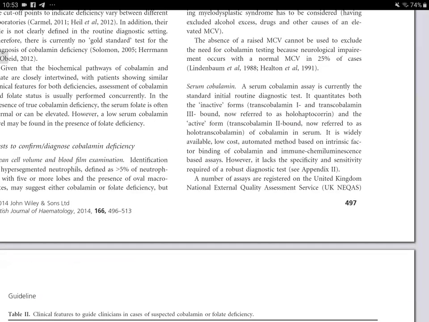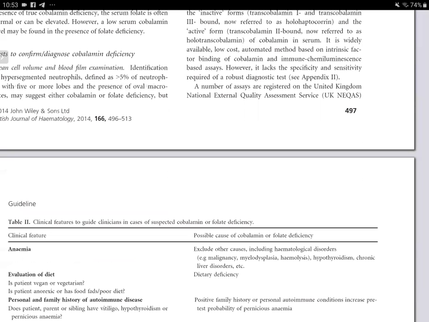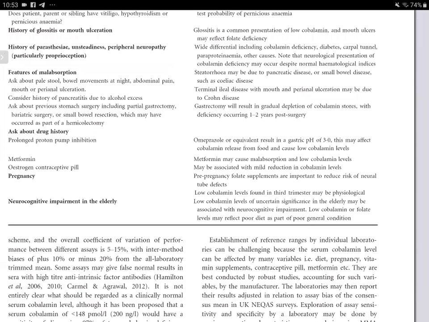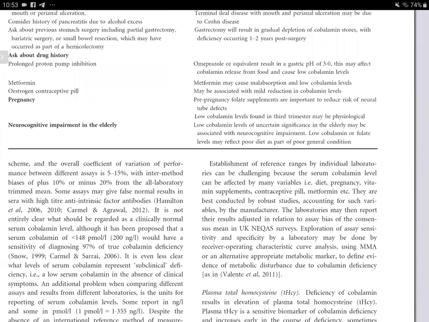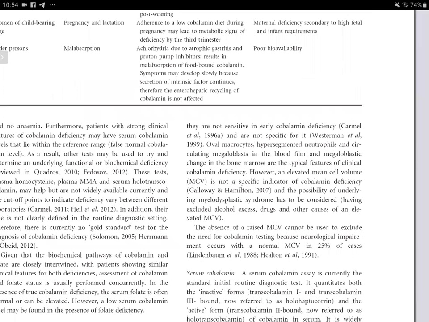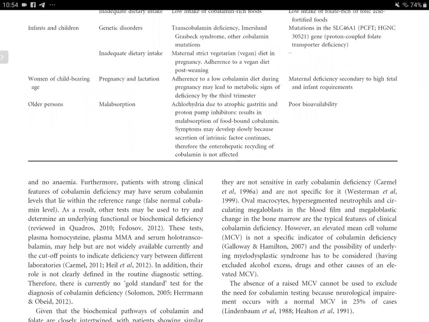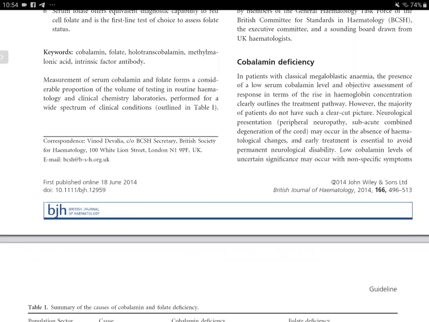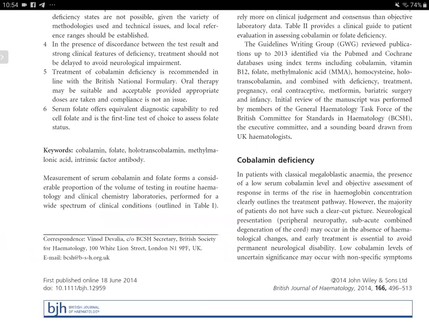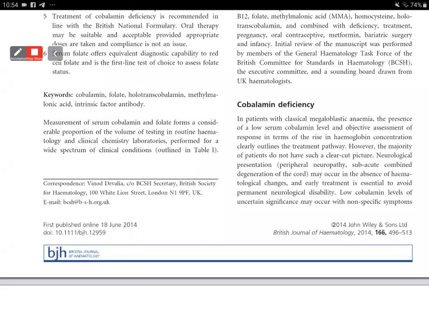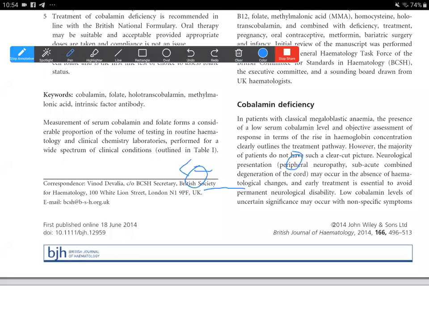I think before we skip this, we might as well go through the chart that mentions the summary of the causes of cobalamin deficiency. There was no reference to Table 1 in this read through. Yes, I think they just mentioned that all those measurements of serum folate and cobalamin form a considerable proportion of the volume of testing in routine labs, and they were found in a wide spectrum of clinical conditions.